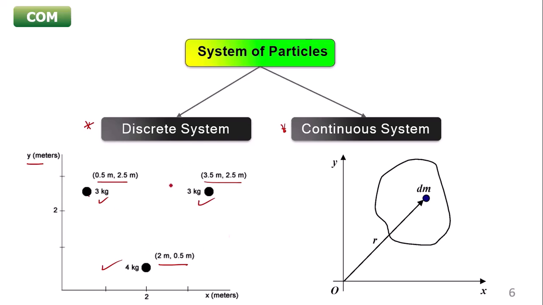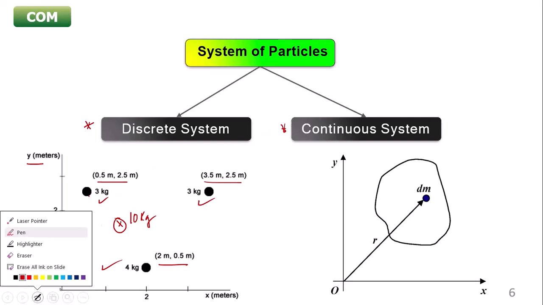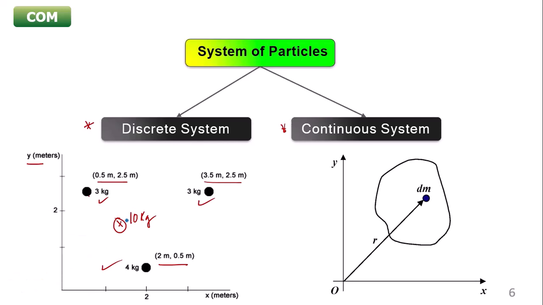So you want to replace the entire 10 kg by a single mass of 10 kg. Initially you have three different masses. Now you want to replace the three different masses by a single point mass of 10 kg. The position of this 10 kg is nothing but the position of the center of mass. So it has two coordinates: the x coordinate of the center of mass and the y coordinate of the center of mass.